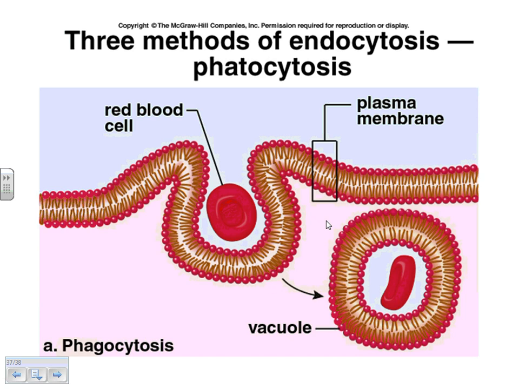Notice there's a typo on this slide. This should be a G, not a T. But here we see a cell membrane surrounding this red blood cell. Eventually, this membrane is going to continue to invaginate and pinch until this side of the membrane comes into contact with this side. When that happens, the cell is now enclosed in a vacuole, and the lysosomes will be used to break it down and get rid of it.